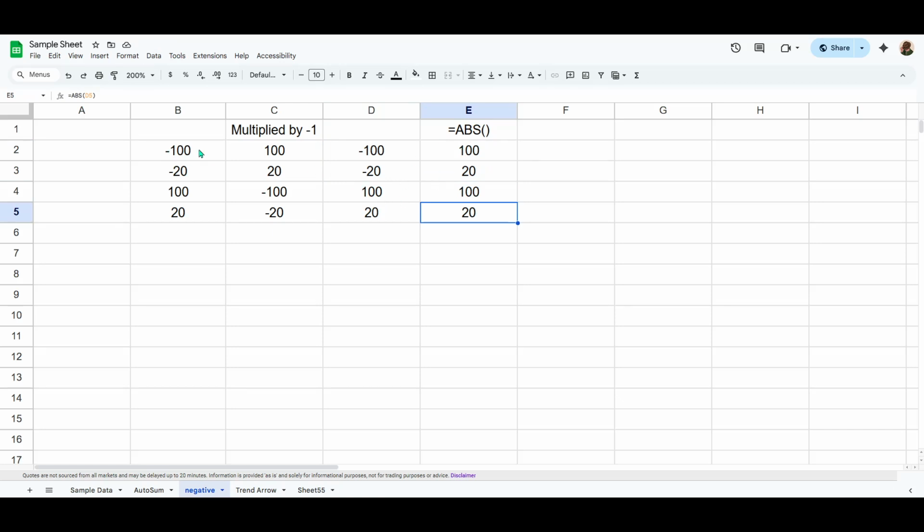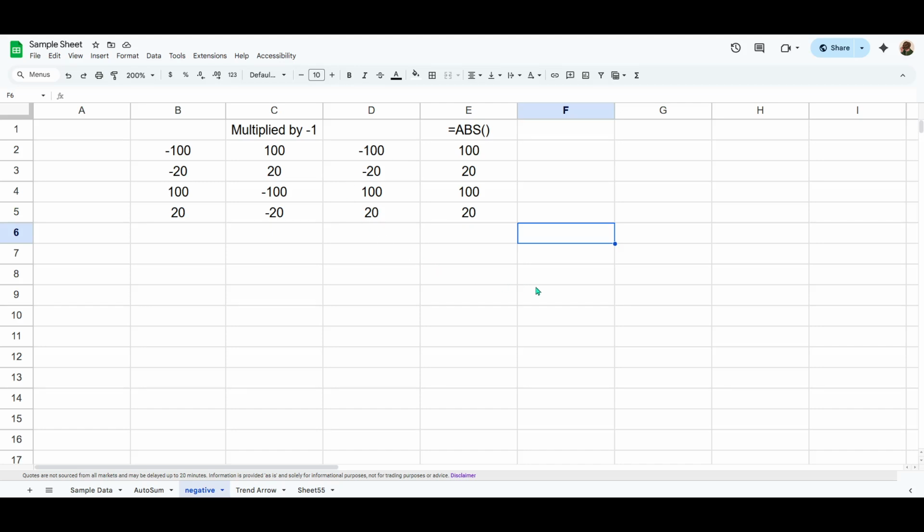The beauty of the ABS method is particularly evident when dealing with positive numbers. While the multiplication method changes positive numbers to negative upon multiplication with -1, the ABS function simply retains the positive nature of positive numbers, outputting the same positive value. This can be very handy when you want to ensure all numbers remain positive regardless of their initial state.